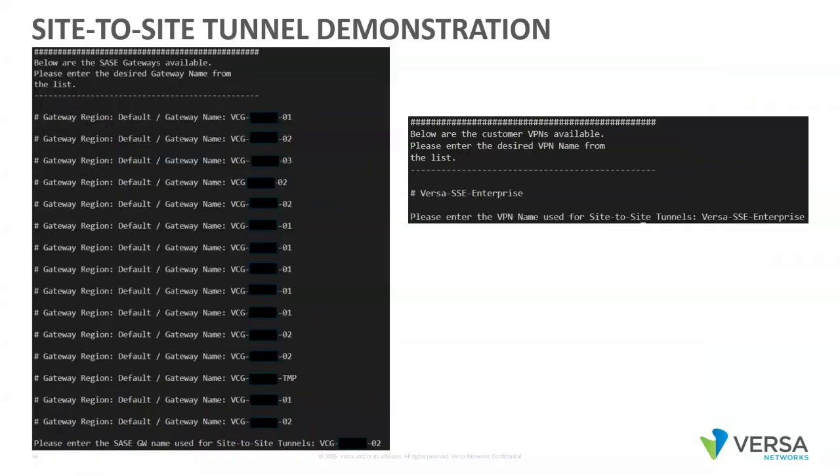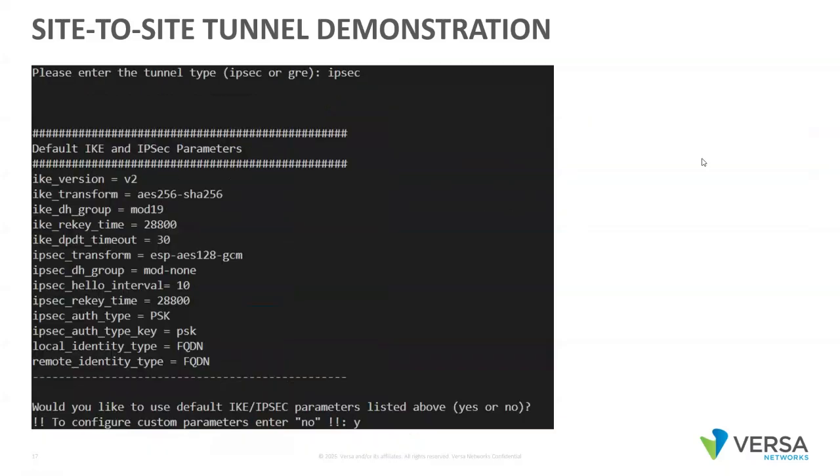Now that we have an OAuth token and tenant UUID, a list of tenant configured gateways will be displayed. The user then will enter a gateway name from the list. A list of available VPNs will then be displayed, and the user will enter a VPN from the list. The user is then asked to select the tunnel type to be configured. In our case, the tunnel type is IPsec.